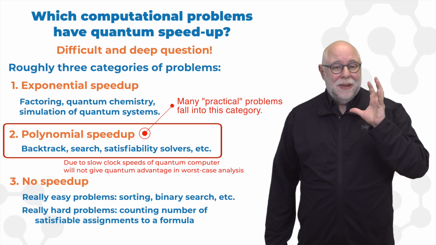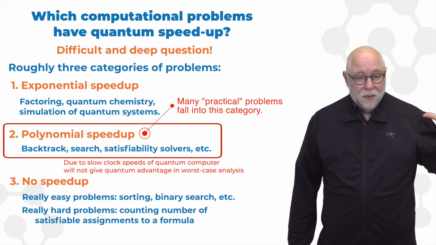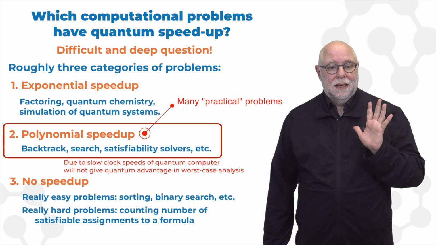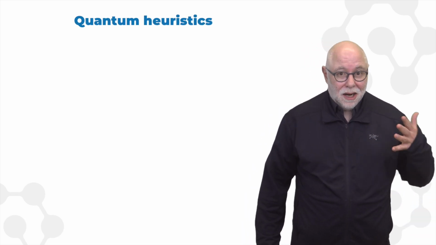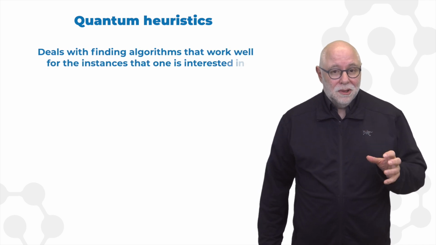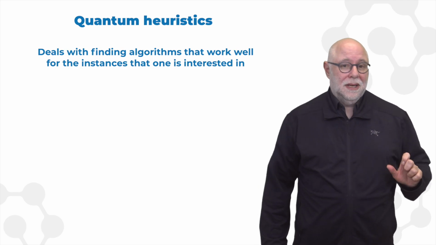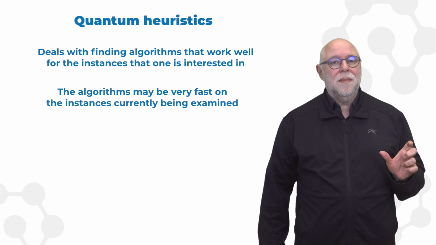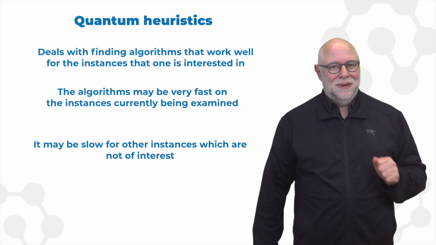And so it's really time and really essential to now move away from this worst case analysis and go to something that is called average case or heuristic analysis. The field of heuristics, or in this case quantum heuristics, deals with finding algorithms that work well for the instances that you are actually interested in. The algorithm that you devise may be very fast on the instance that you're currently examining, but it may be very slow on other instances, but that's okay because you're not interested in these other instances.